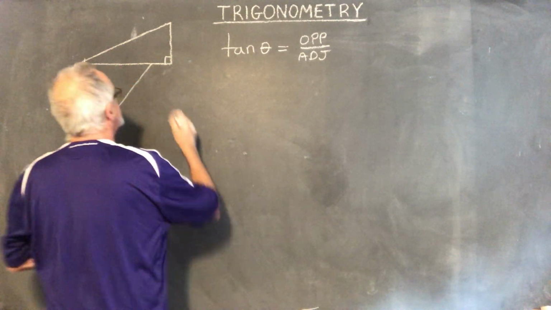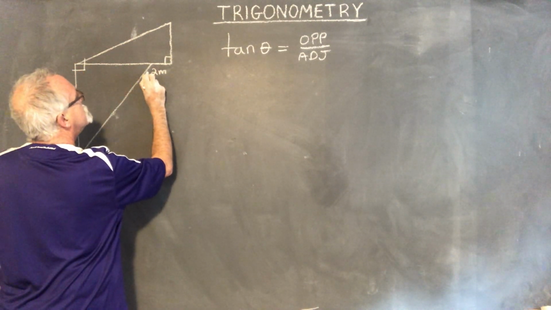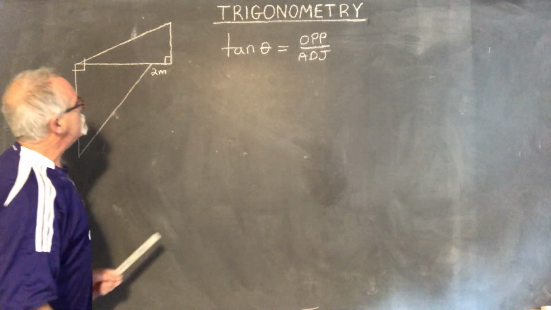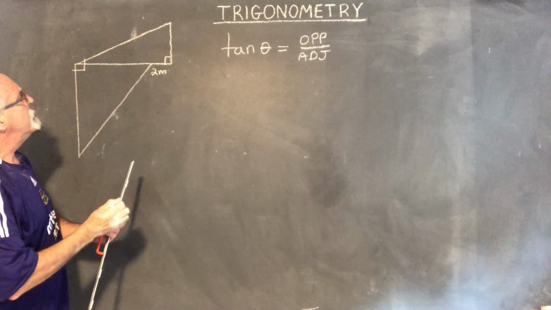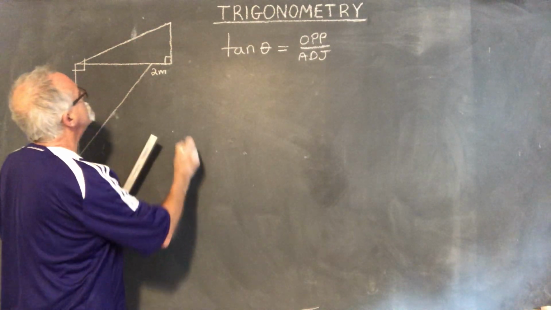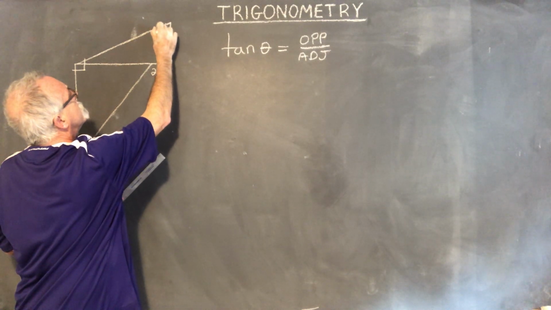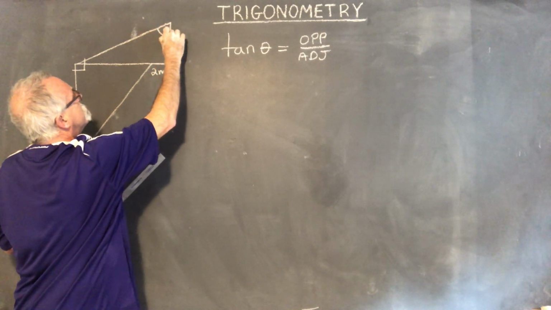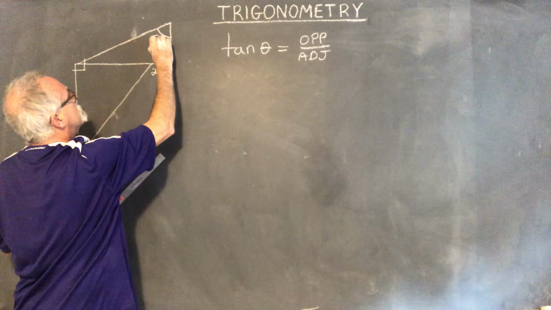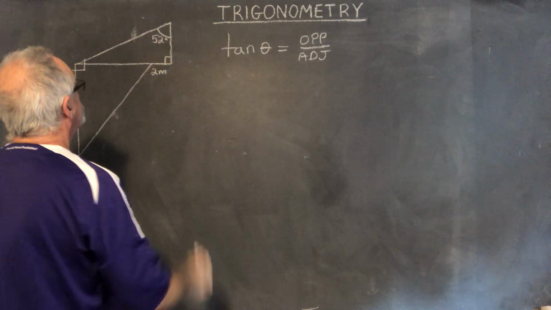Just keep this a little bit neater. Okay, so 2 meters. It's hard to label some of these sometimes. And I want to know this angle. I'm not even going to measure it. I'm going to look by eye and say that looks like more than 45. I'm going to call it 52 degrees. Writing kind of small. Okay, 52 degrees.